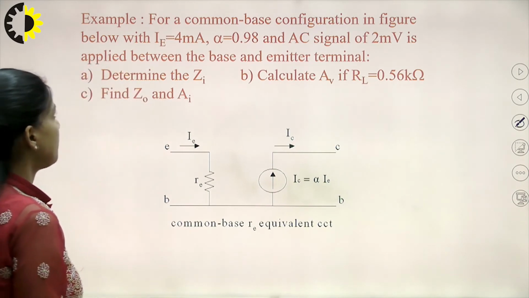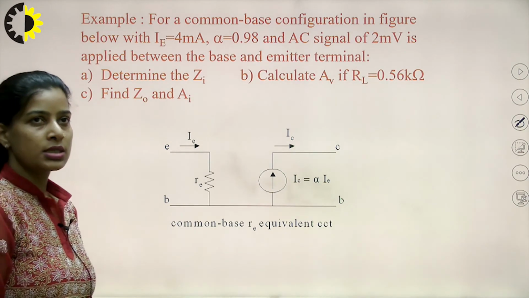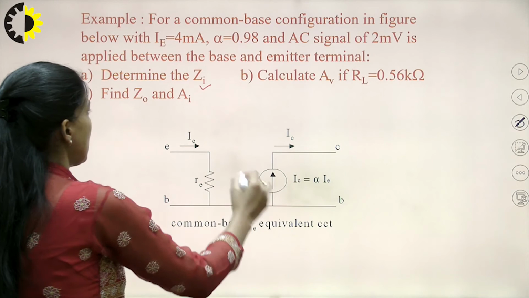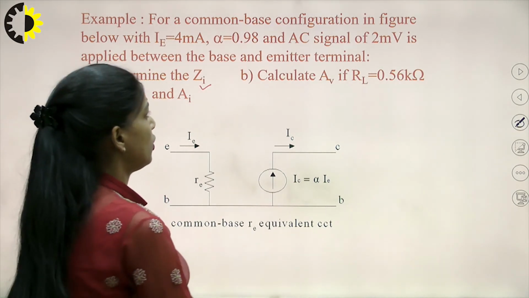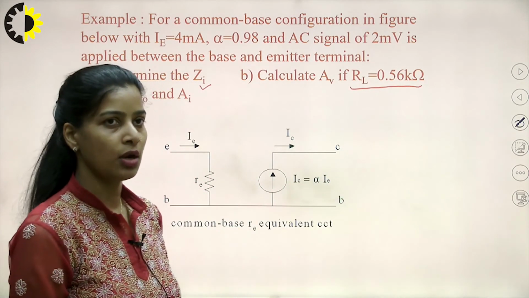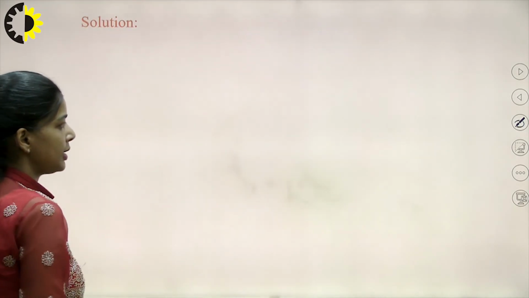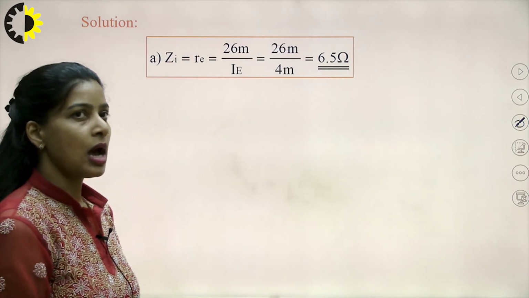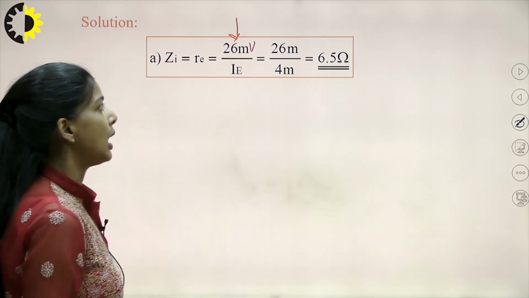This is one of the numerical examples for common base configuration. In this, some values are given and it is asked to calculate input impedance, output impedance, current gain, and voltage gain, and voltage gain we need to find for a load resistance of 0.56 kilo ohm. So this is the common base re equivalent circuit. So we know that Zi is re and the re is 26 millivolts upon IE.